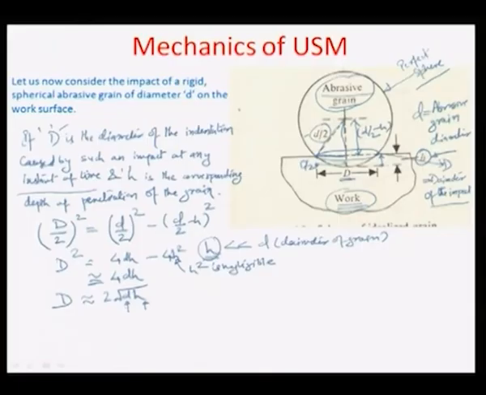So, if we assume that the volume of the material dislodged is proportional to the cube of the d, the diameter of penetration of the grain, and if we assume that this grain is hemispherical, or the penetration is hemispherical, then we can safely say that the cube of the penetration diameter d is estimating the volume of material removal.